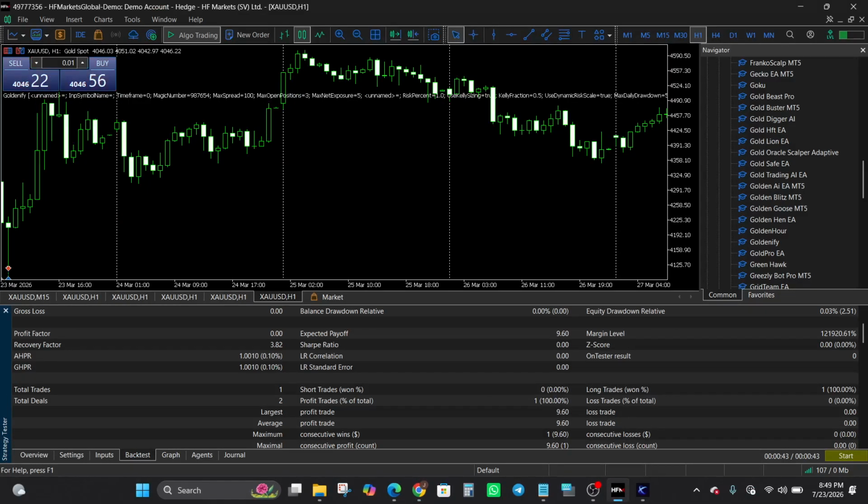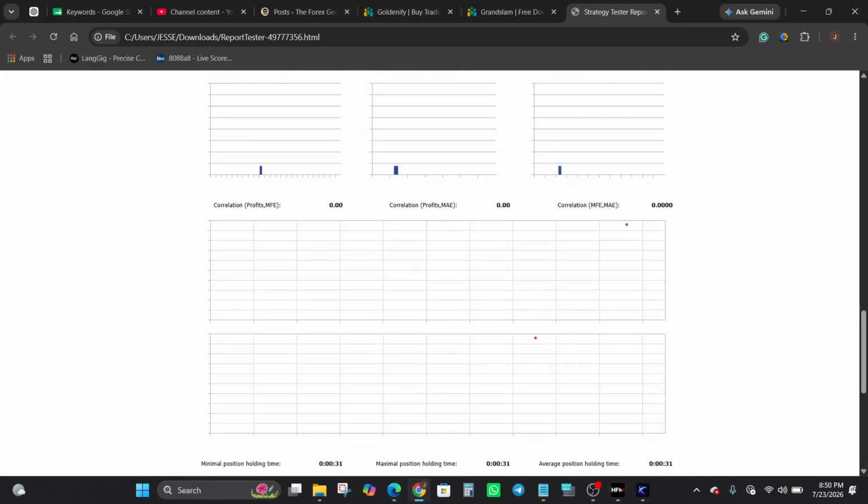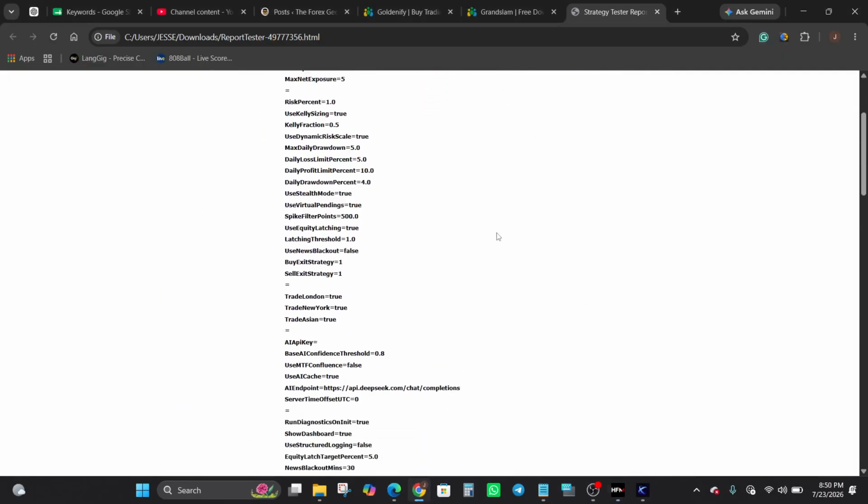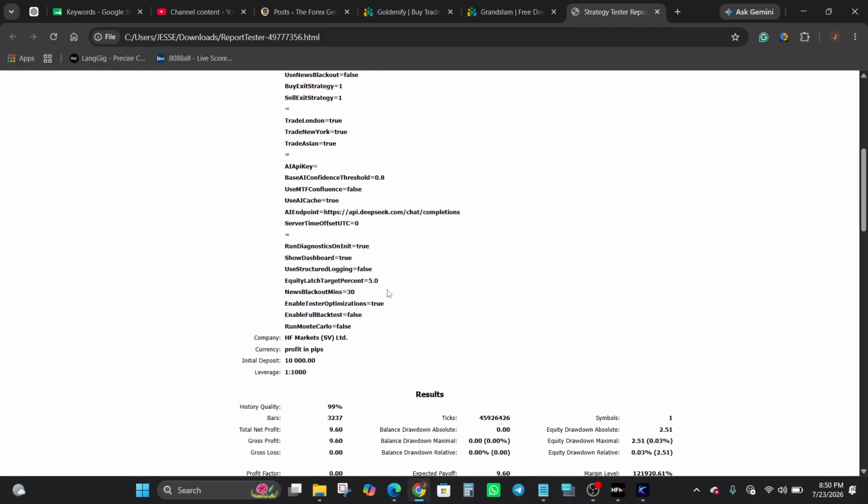Now, in the input settings, the enable tester optimizations was set to true, while enable full backtest was set to false. Because full backtesting mode was turned off during this run, the EA simply executed its setup validation script and concluded the test without running its full automated trading loop across the rest of the historical data set.